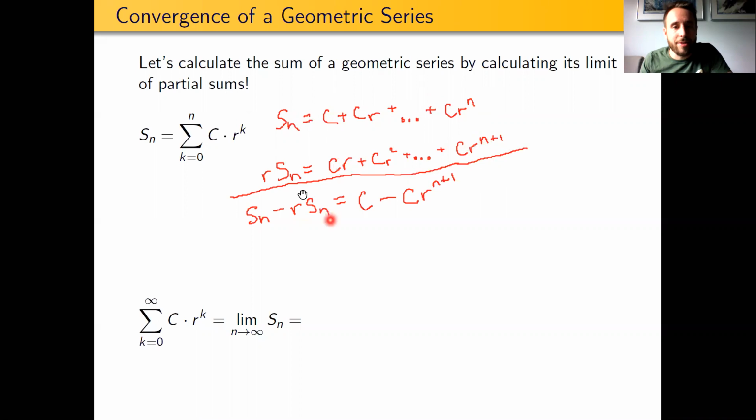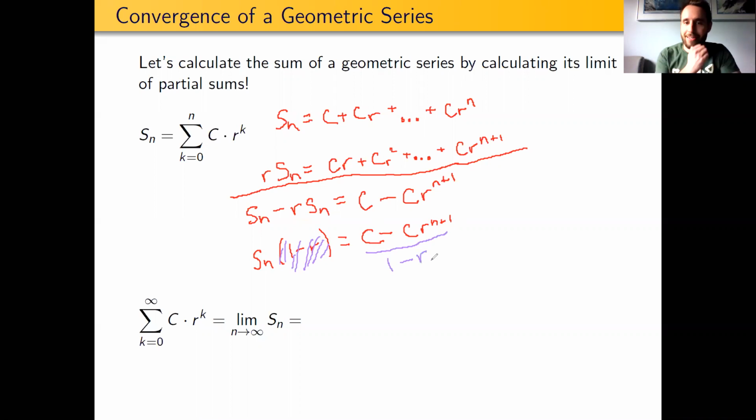And so the very final thing I can do is I can take this first expression, I can factor out the S sub n, right? And so I get S sub n times 1 minus r equals C minus C times r to the n plus 1. And assuming, that's important, assuming that r does not equal 1, I can actually divide that down to the bottom over here. So we get C minus C times r to the n plus 1 divided by 1 minus r. And so we have this brand new formula for our expression S sub n.